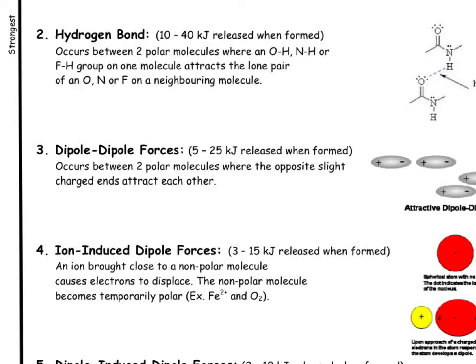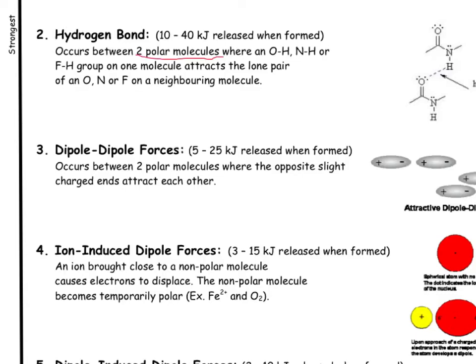Because OH, NH, and FH are the most polar bonds possible, these are not just slight charges, they are strong slight charges, which is kind of funny to say. You get between 10 and 40 kilojoules of energy released when these get made. In order for a hydrogen bond to happen, you must have two polar molecules. Some people get tricked by nonpolar compounds that have O's, N's, and F's in them.